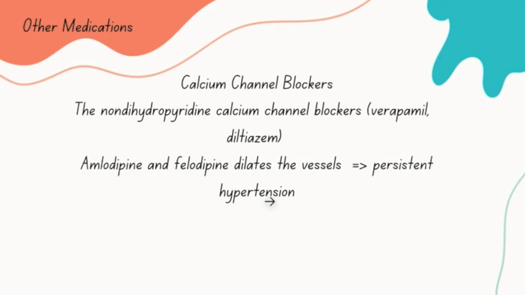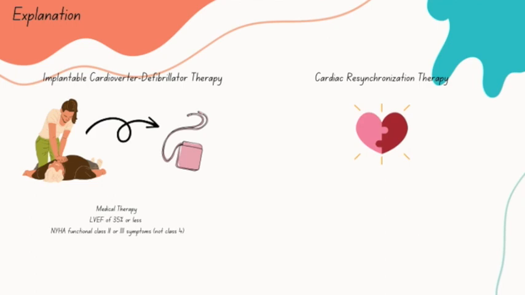And now let's talk about implantable cardioverter defibrillator and cardiac resynchronization therapy. So let's talk quickly about them, and then we're going to go into more detail. What is an ICD? Implantable cardioverter defibrillator. Let's say you have heart failure and it is really, really bad. By bad, I mean ejection fraction 35% or less.